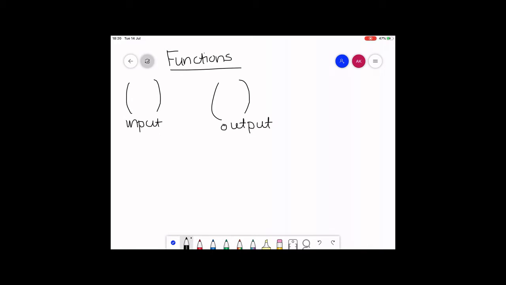This input, at times we give the input names. It can be x, which we are so used to, but it can also be called s. It can be called any small letter that you think of. And then most of the times we use y for our output values.